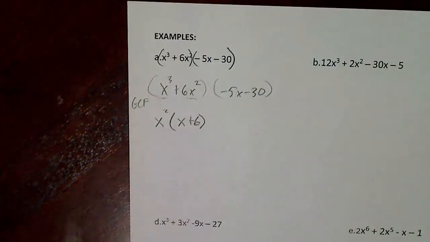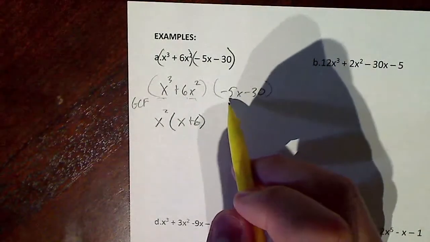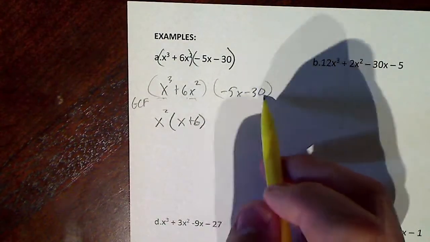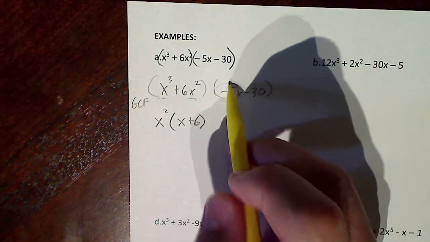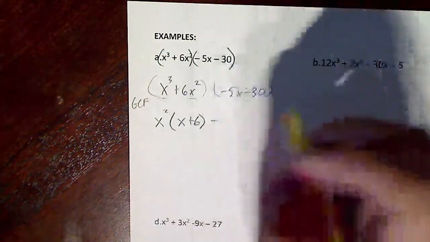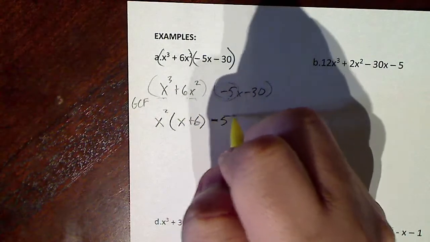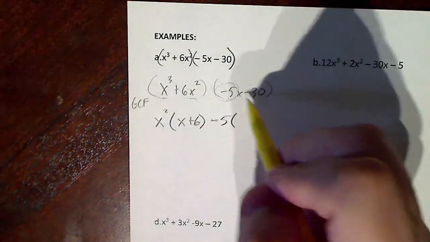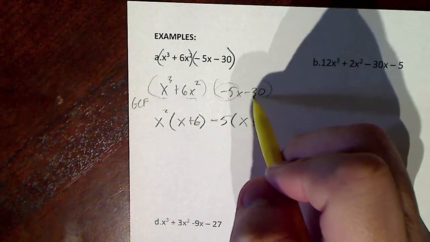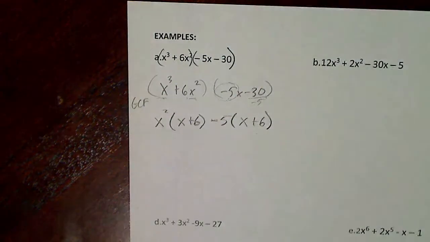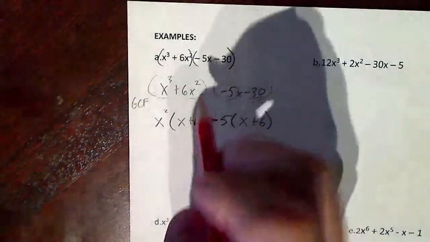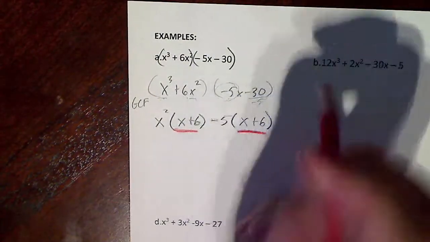Okay. In the second group, I can take a 5 out of both of these. Now, one of the rules I'm going to tell you is that if the first term right here is negative, we want to make sure we take out the negative with it. So this becomes a negative 5. And then this would become x plus, and if I divide negative 30 by negative 5, it becomes a positive 6. And what you should notice is that this term and this term are the exact same.